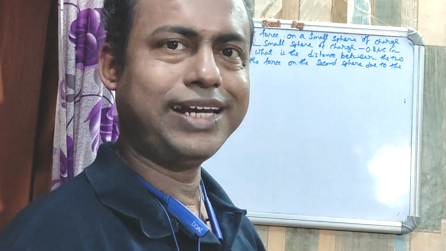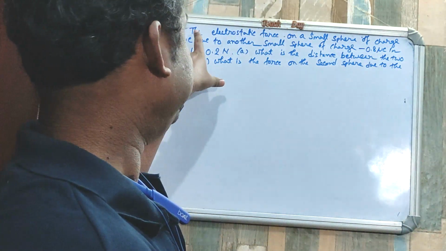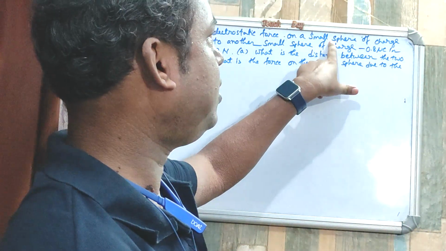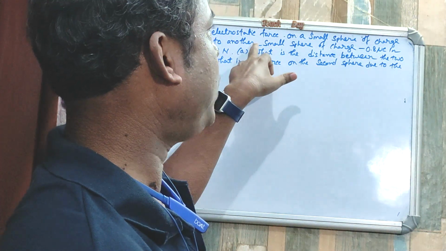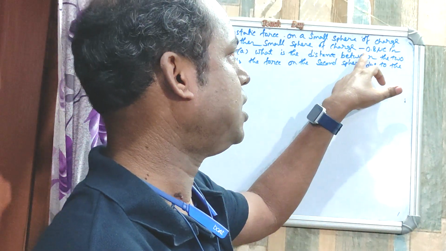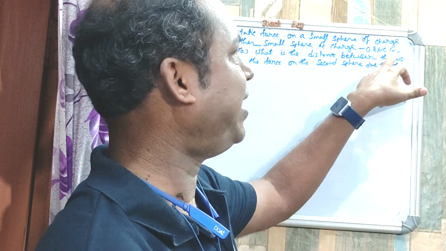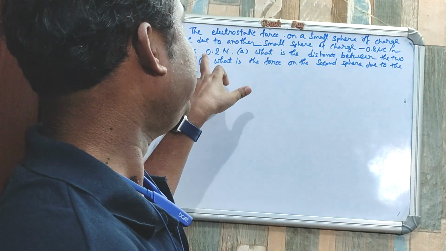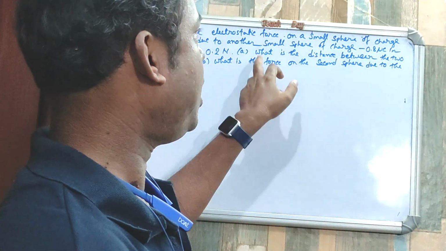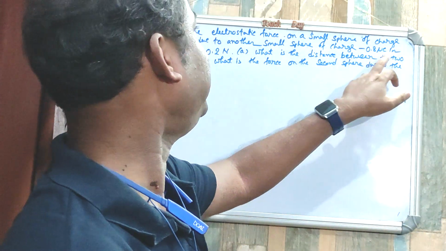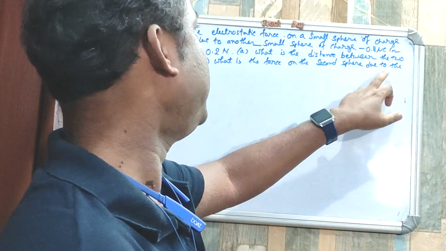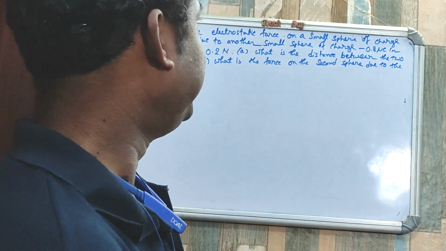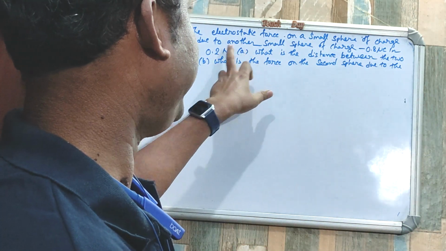Okay, now we come back again. The second problem, that is 1.2. The electrostatic force on a small sphere of charge 0.4 microcoulomb due to another small sphere of charge minus 0.8 microcoulomb in air is 0.2 Newton. What is the distance between the two spheres, and what is the force on the second sphere due to the first? These are the questions. Two questions are present, A and B.